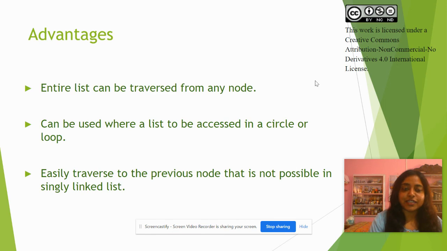What are the advantages of this circular linked list? The entire list can be traversed from any node. This is the main advantage. It can be used where a list is to be accessed in a circle or loop. So in applications which require a list to be accessed in a circle or loop, this circular linked list can be used easily. Previous nodes can be traversed, which is not possible in case of a single linked list.